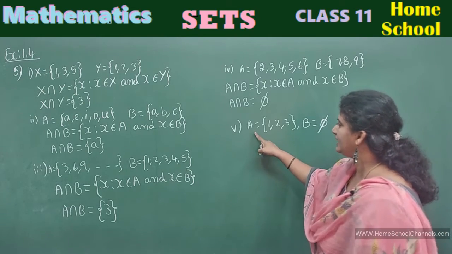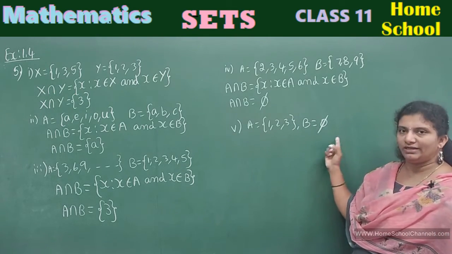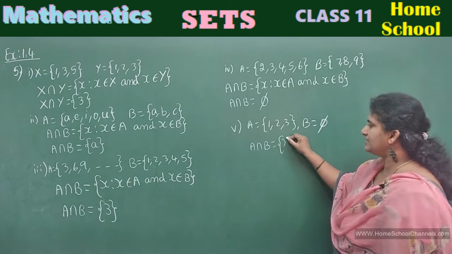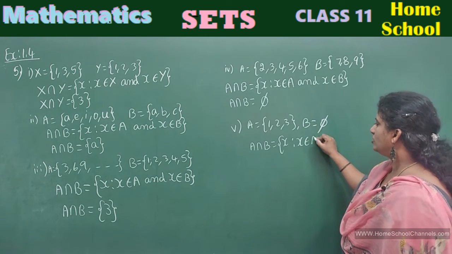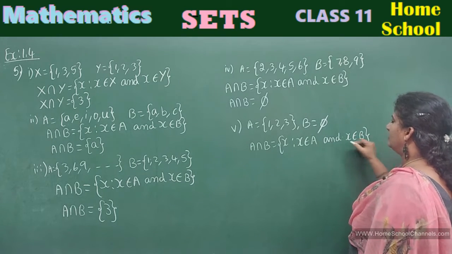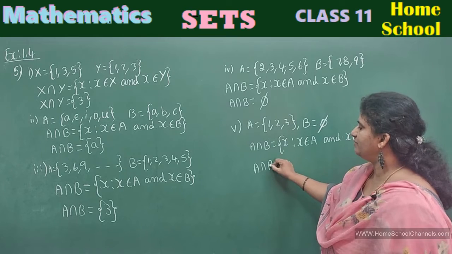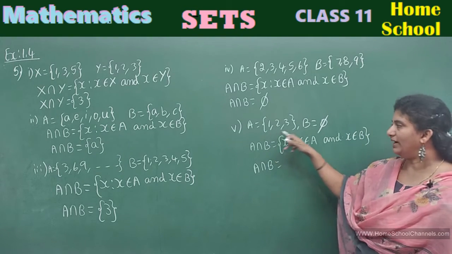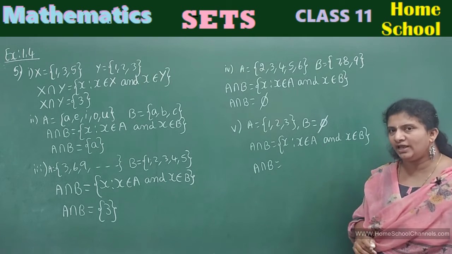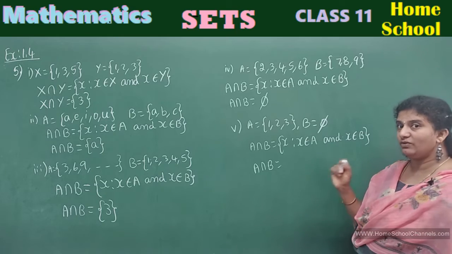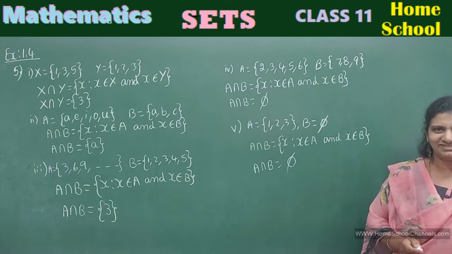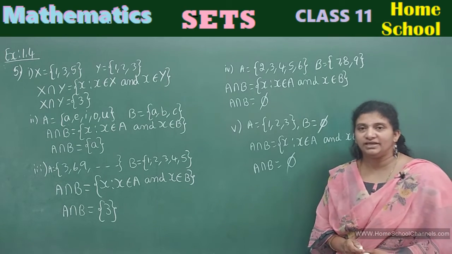Coming to the fifth one, A is equal to 1, 2, 3, B is equal to the null set. A intersection B is equal to x such that x belongs to A and x belongs to B. Observe A set 1, 2, 3, B is an empty set or a null set. So do you have any common elements in both the sets? Yes. What is that common element? Null set. Null set is common in both the sets. With this we are going to complete our fifth main.